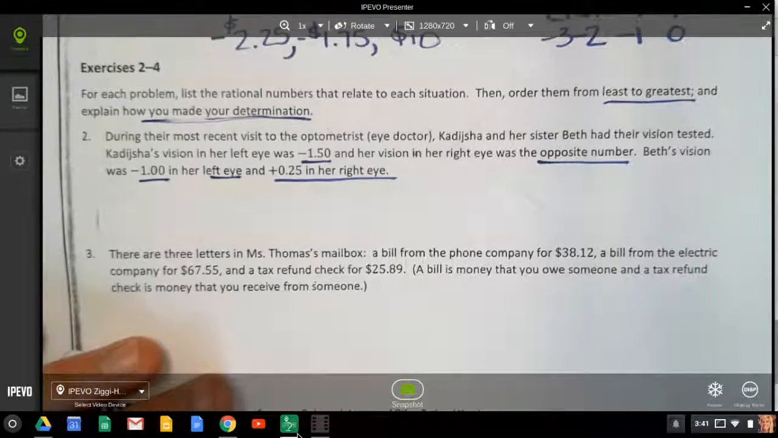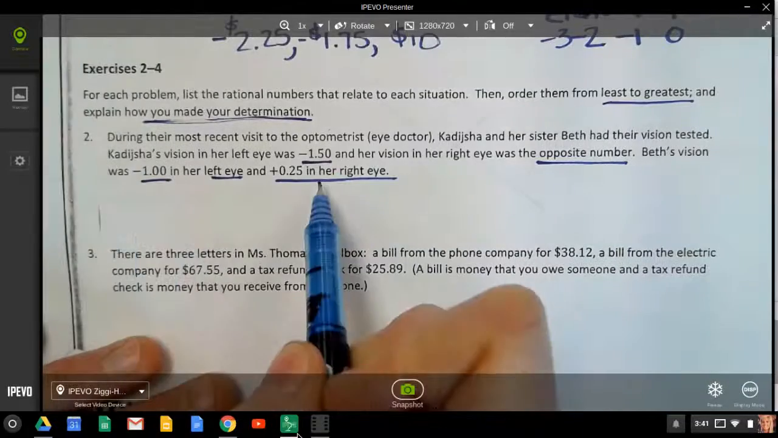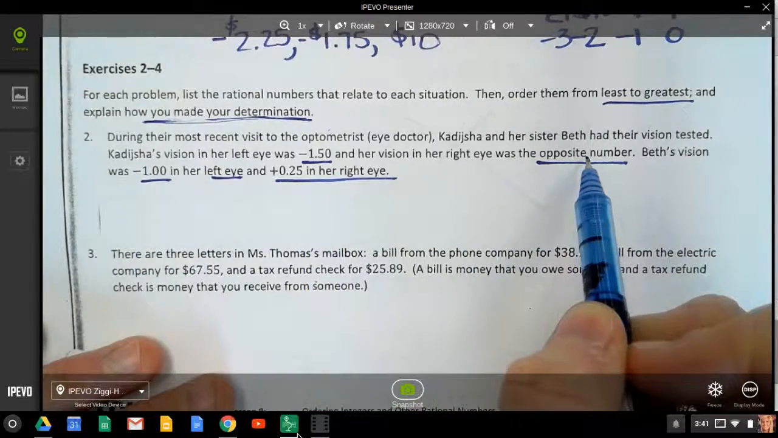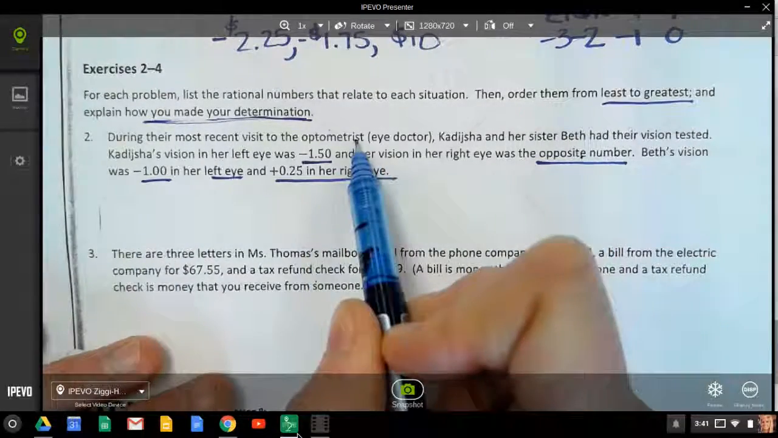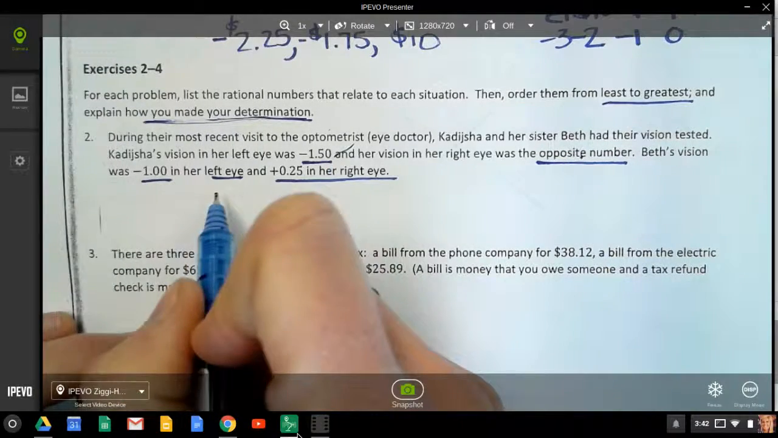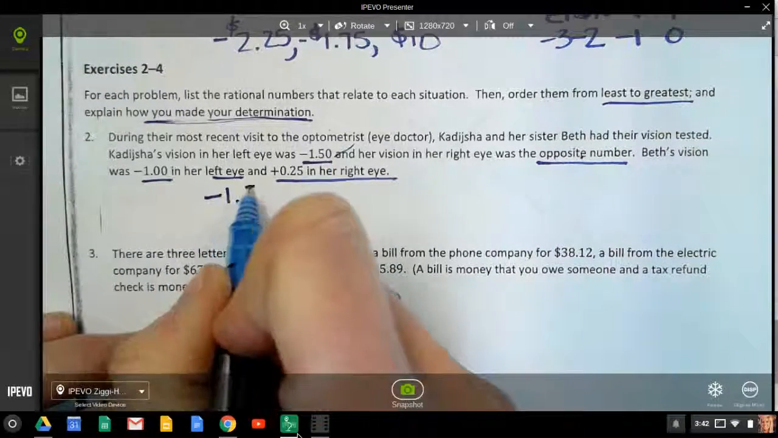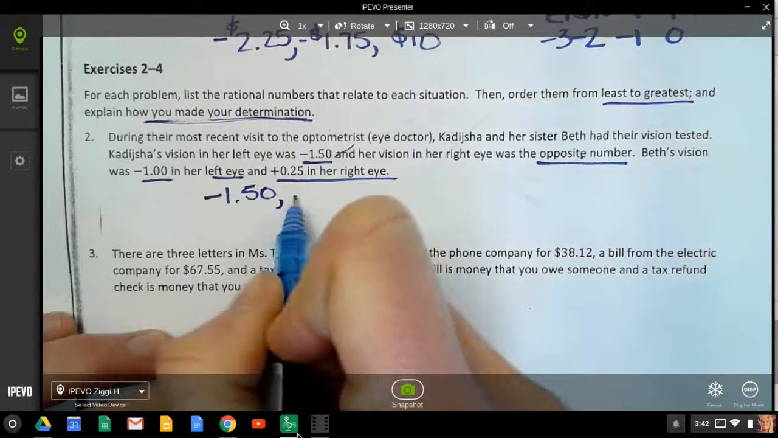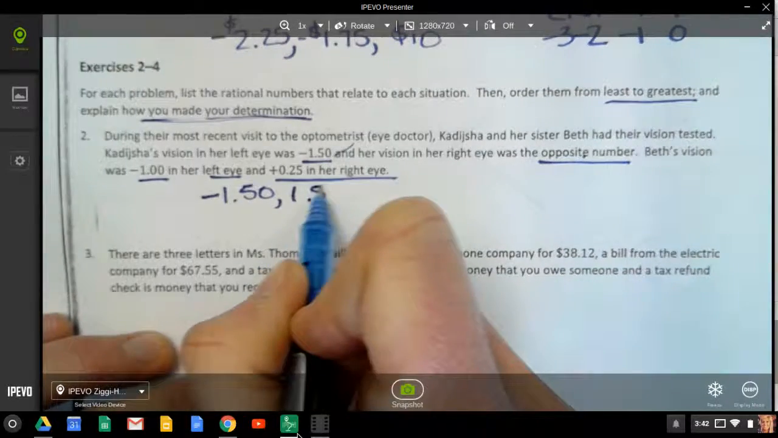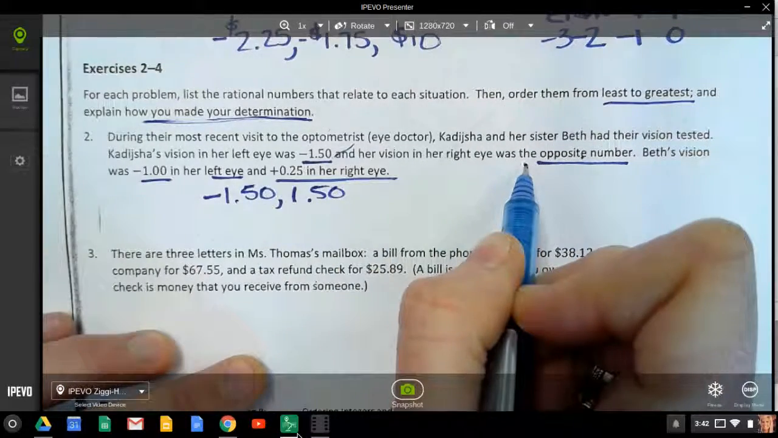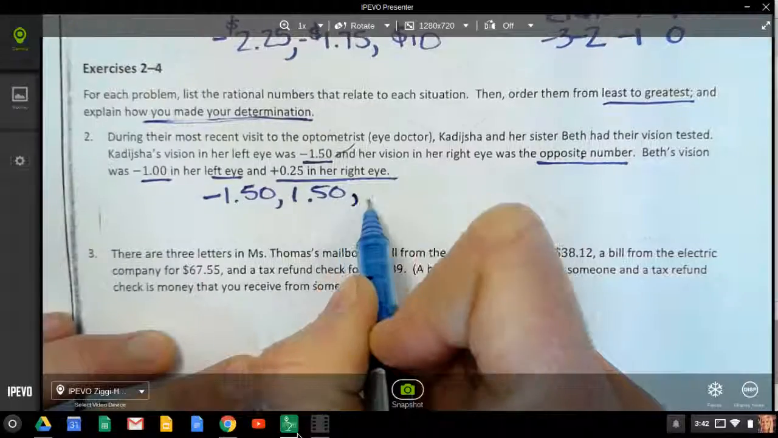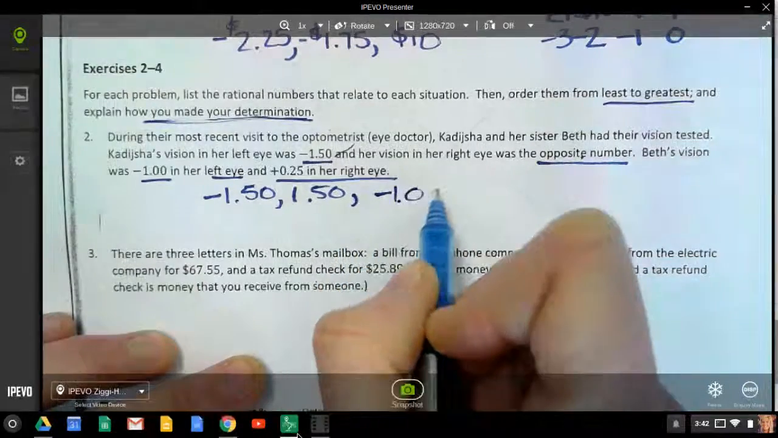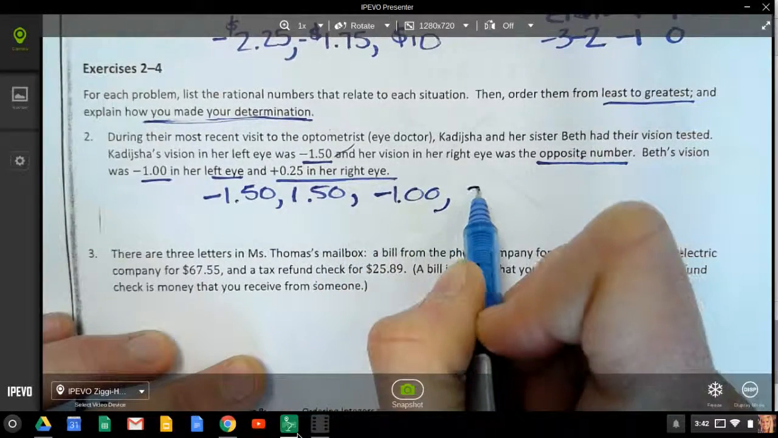Now, if you count here, we have 1, 2, 3, and we have a number here that's represented as an opposite of this. So we're going to go ahead and write down all of those rational numbers as they gave them to us. Positive 1.50, because that's the opposite for Kadisha. And then we have Beth's vision. Now, these are not in order yet.